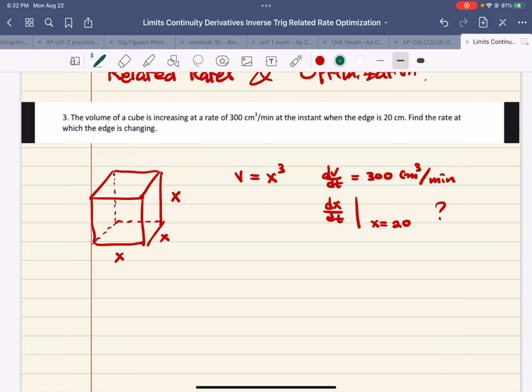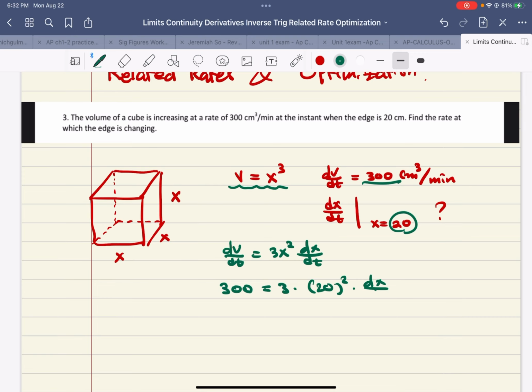When you take a derivative of both sides in terms of t, this is a related rate problem: dV/dt equals 3x squared dx/dt. Now you substitute what's given. dV/dt on the left-hand side is 300, and x is 20, so 3 times 20 squared times dx/dt.